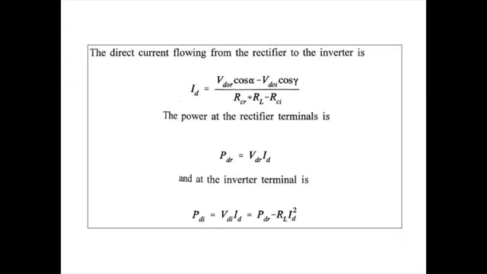Now you can notice that the current in the DC link can be expressed by considering the electrical equivalent circuit, which we discussed in the previous slide. The ID can be written by simply using Ohm's law. The numerator represents the voltage difference between rectifier and inverter, and the denominator consists of the three resistances.